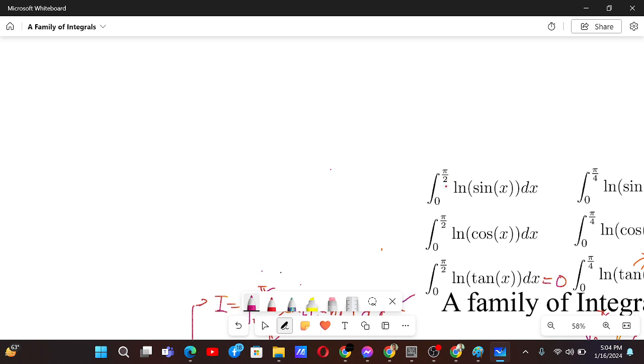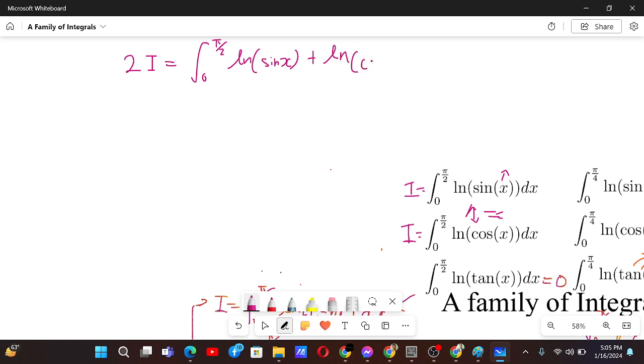Okay, now these two integrals are actually equal. Why? You can just use King's rule. If you use King's rule, you will see that over here we can substitute pi by 2 minus x. So that's just cos x. So these two are actually equal. Now if so, we can say that 2I equals, if both of these are I, that 2I is actually equal to the integral from 0 to pi by 2 of ln sin x plus ln cos x.